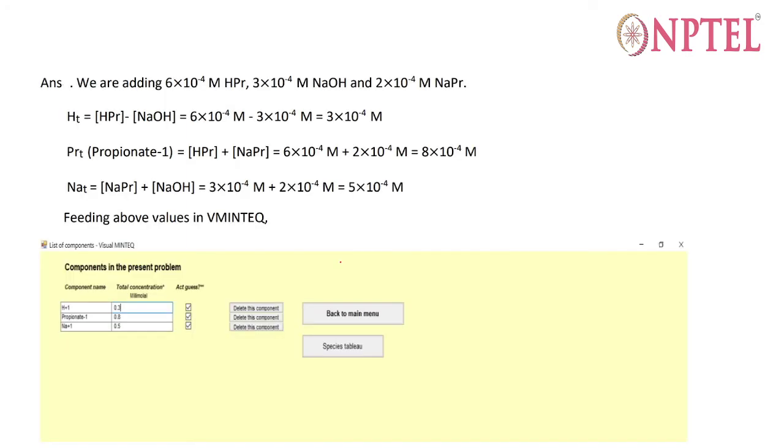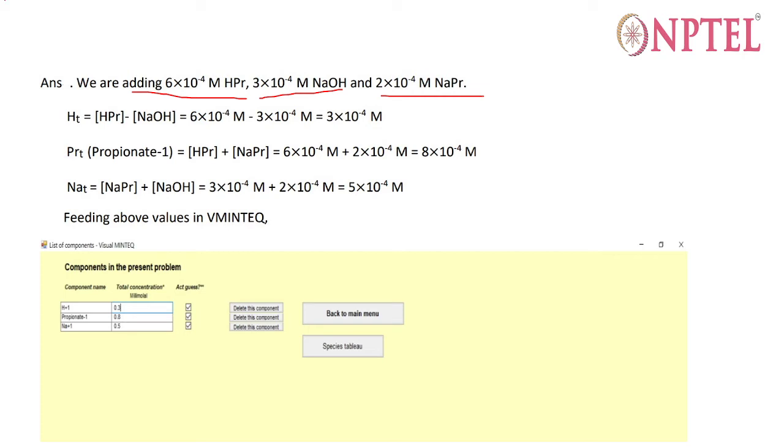So let's go to the answer. The answer will be A, and this is how we can solve this. We are adding 6 into 10 to the power minus 4 molar of HPr, and 3 into 10 to the power minus 4 molar of NaOH, and 2 into 10 to the power minus 4 molar of NaPr. These are the chemicals we are adding into the water. So first thing should be clear.